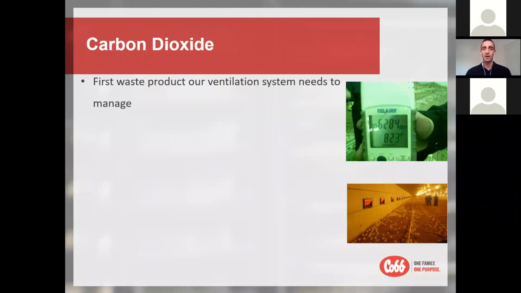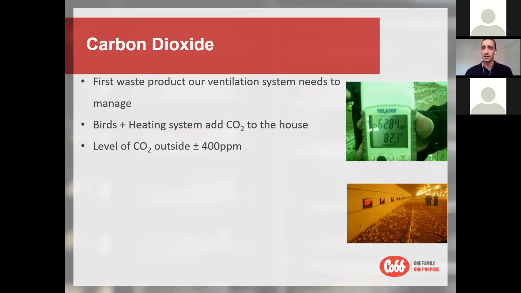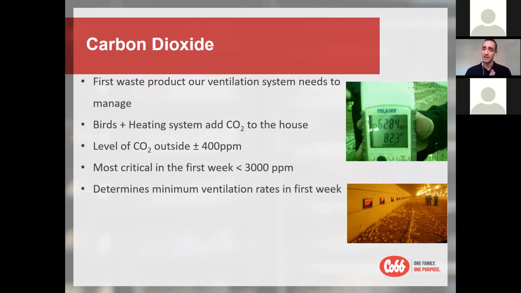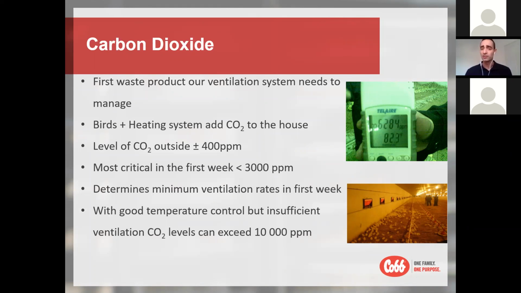Okay, moving on to carbon dioxide. This is the first waste product that your ventilation system needs to manage. You can potentially get carbon dioxide from your heating systems, and you're going to get carbon dioxide from your birds. They add that to the house, and the level of carbon dioxide outside is around 400 parts per million, but we want to make sure that we can keep it inside below 3,000 parts per million in that first week. That's what determines your minimum ventilation rates in those first few days, keeping that carbon dioxide level low. With good temperature control but insufficient ventilation, these carbon dioxide levels can quickly exceed 10,000 parts per million.